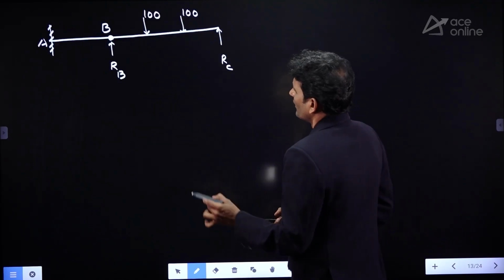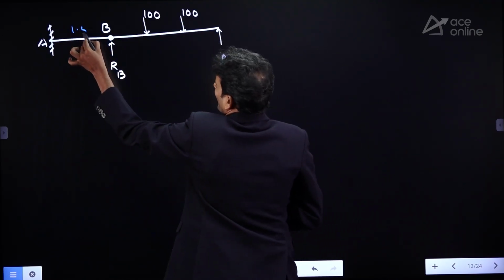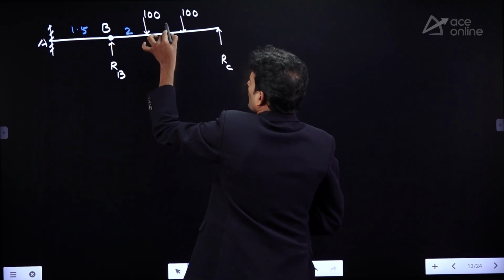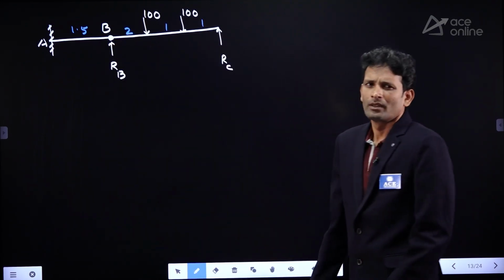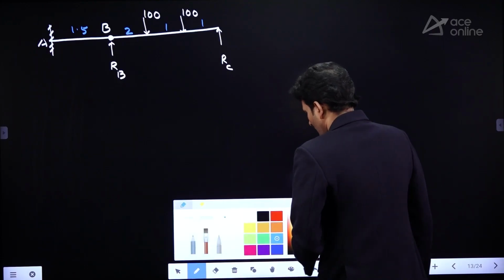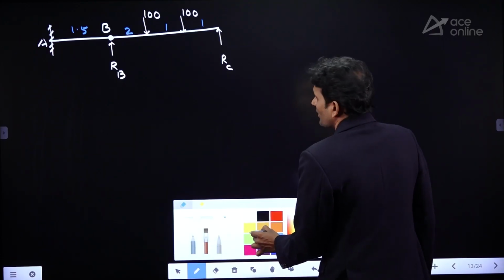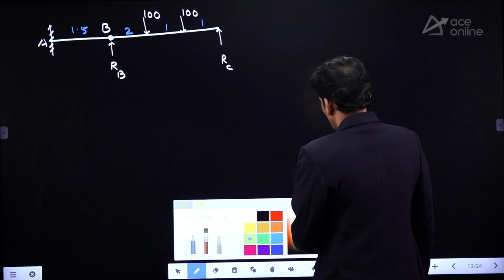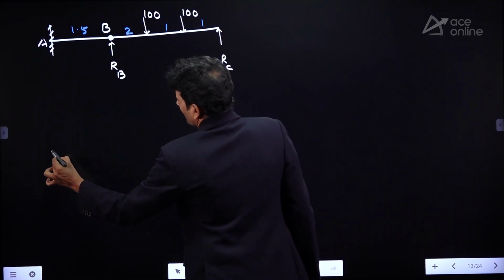2, 1, 1.5 meters, 2, 1 we are having. Directly I can plot the shear force. When I am taking the shear force diagram, let us take first the length of the beam.